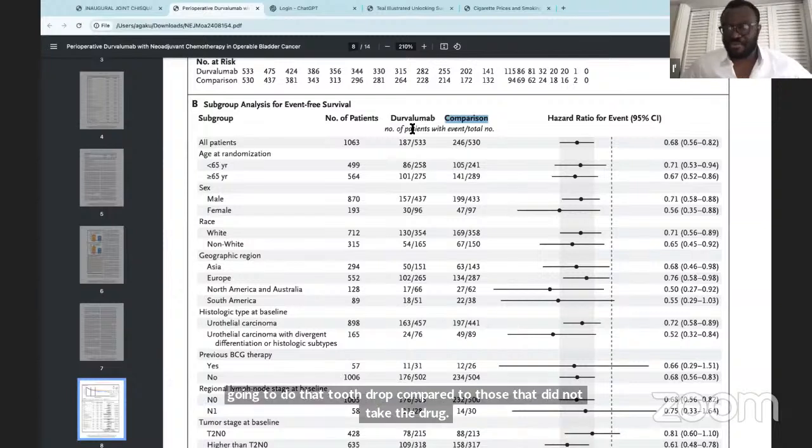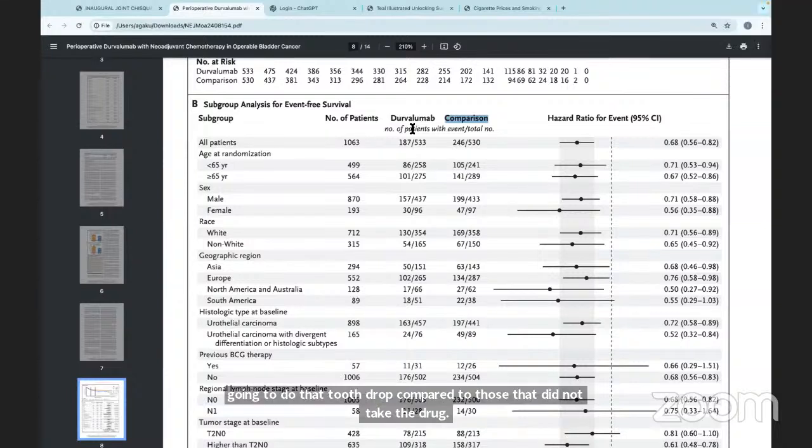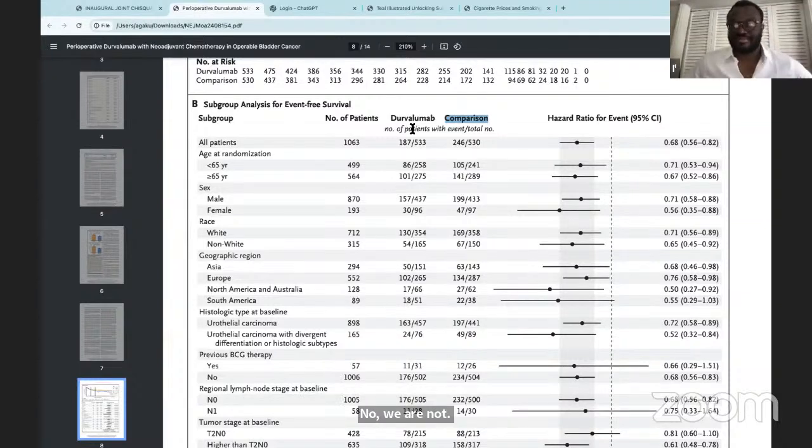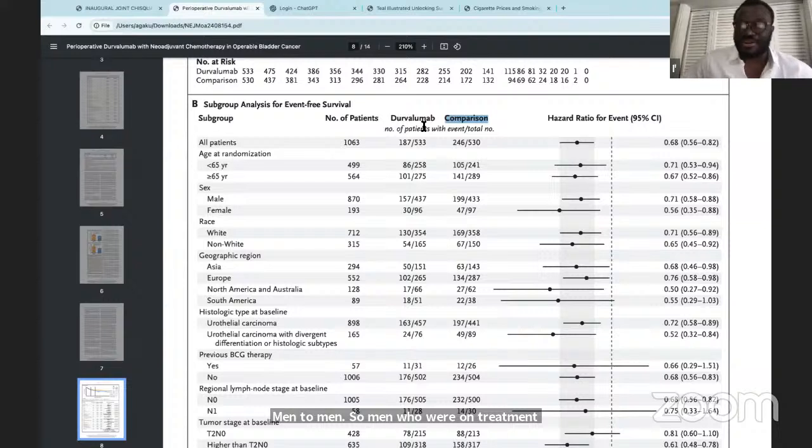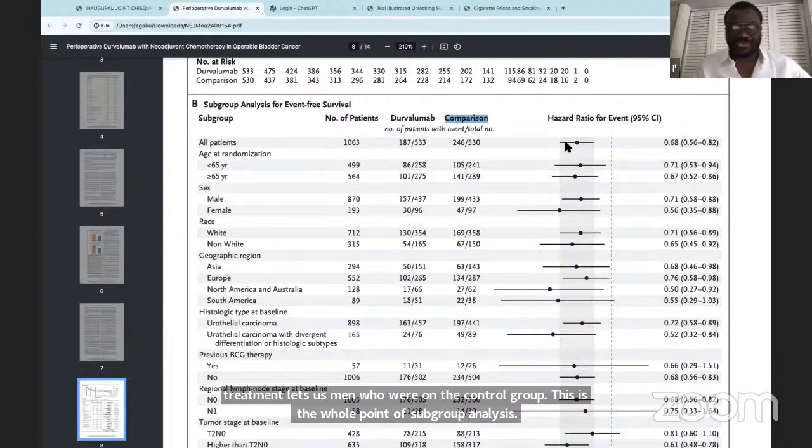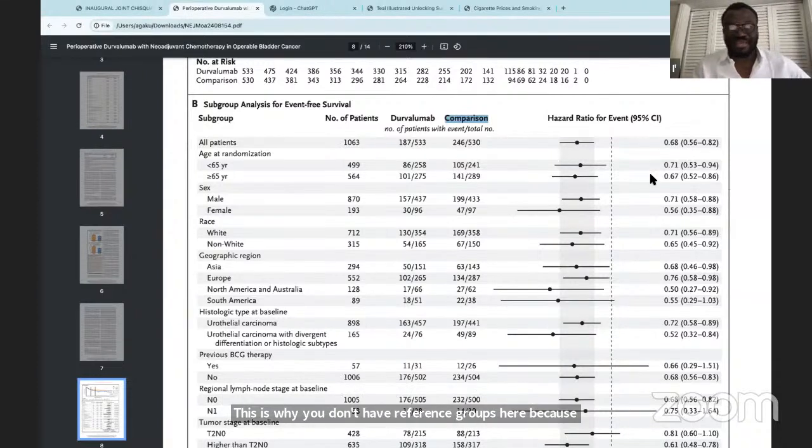Thank you. Are we comparing them to women? No, we are not. So we're comparing men to who? Men to men. So men who were on treatment versus men who were in the control group. This is the whole point of subgroup analysis. This is why you don't have reference groups here, because this is also why you have an overall result here.